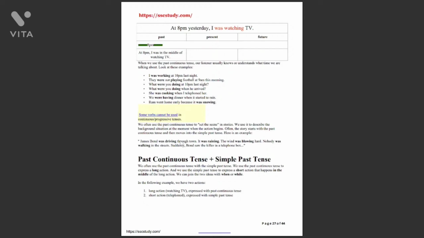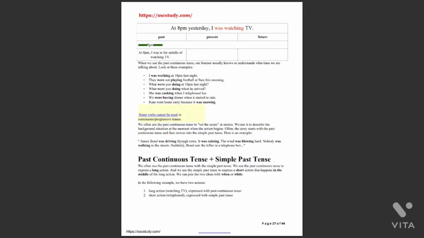Some verbs cannot be used in the continuous form, in the progressive tenses. We often use the past continuous tense to set the scene in stories, as I already said. We use it to describe the background situation at the moment when the action began. Often the story starts with the past continuous tense and then moves into the simple past tense.